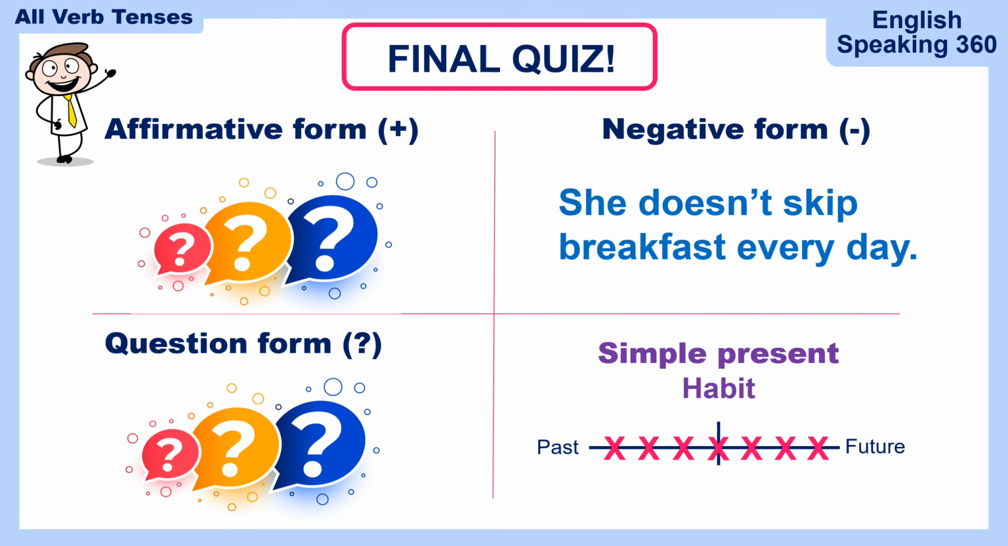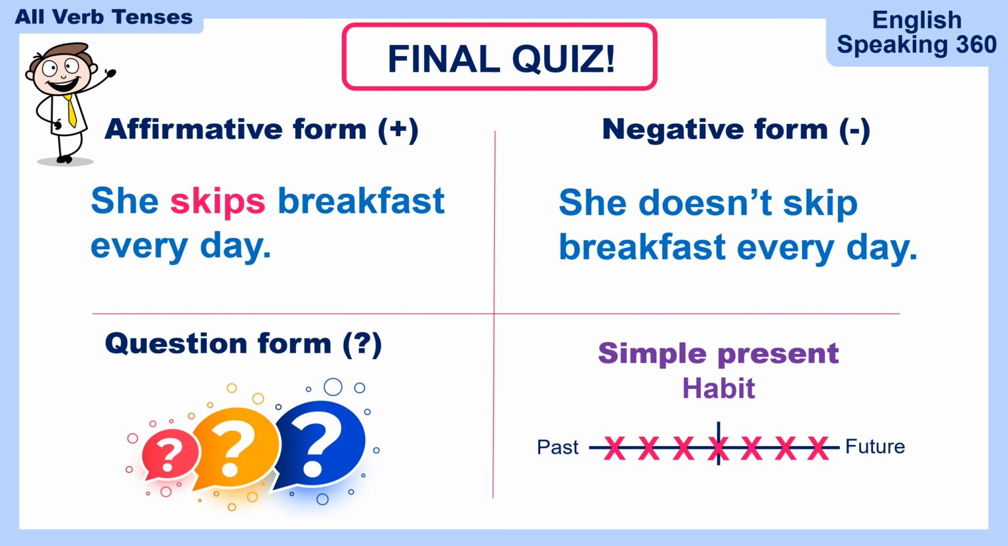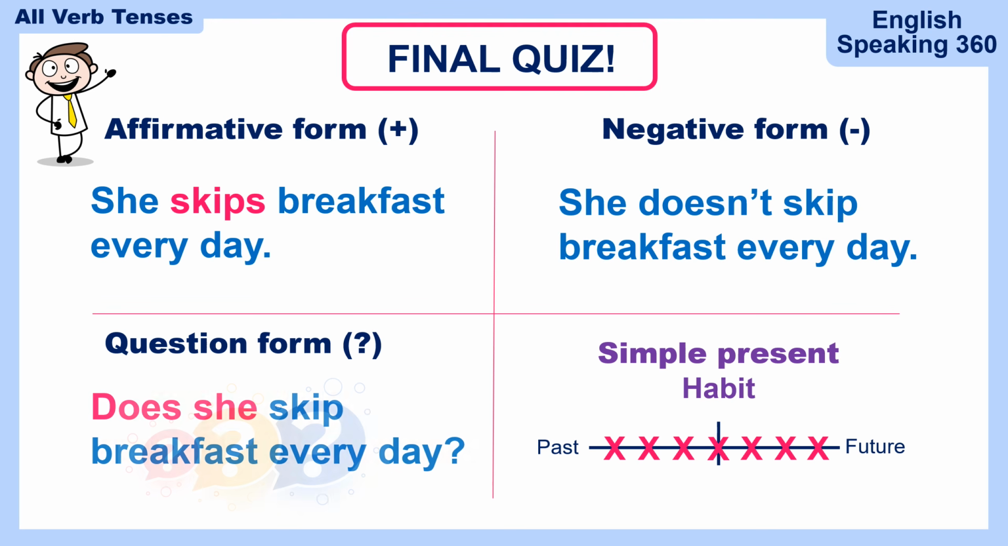Simple present. This one should be easy. I'm giving you the negative form. She doesn't skip breakfast every day. What is the positive form or the affirmative form? It is, she skips breakfast every day. Don't forget the S here. It's super important. What's the question? Does she skip breakfast every day? One more time, don't forget the ES on do. Do plus ES, does.